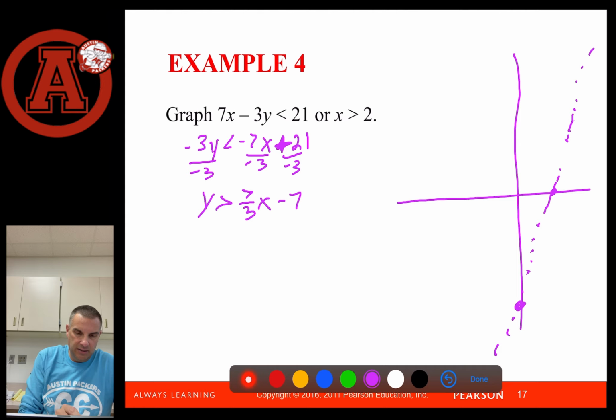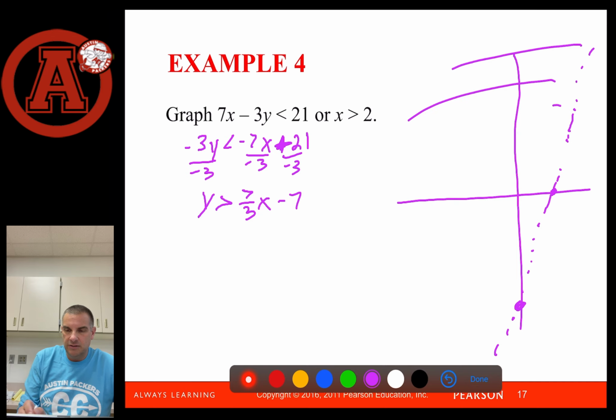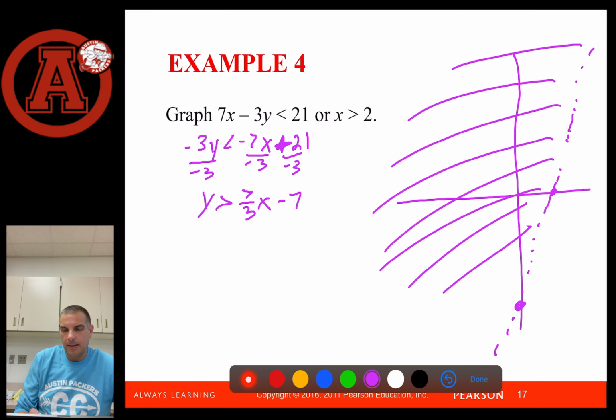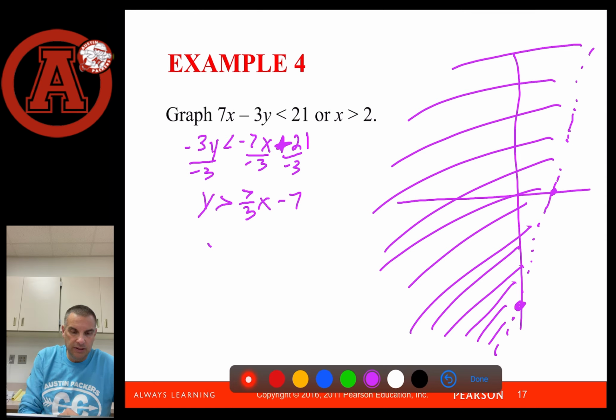And now I'm going to look at my sign here. Don't look up at the top. Look down there. It's greater than. So greater than means I shade above. There's the first one. Second one.